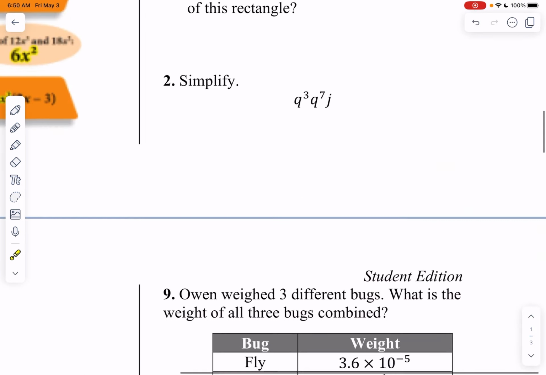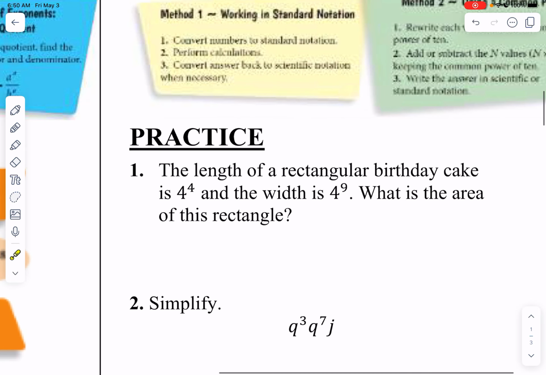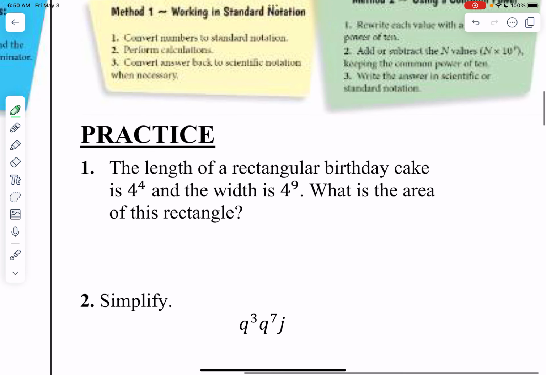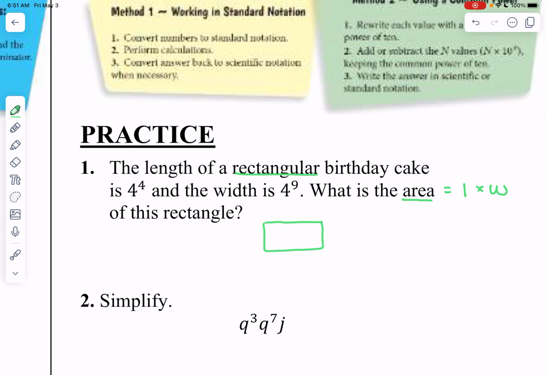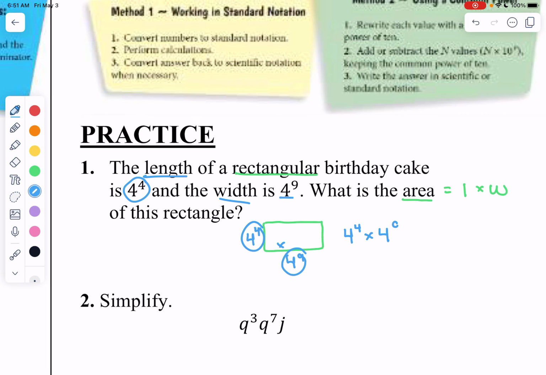Okay, so look back down here. We are trying to find area. Area is found by multiplying the length and the width of a shape. So if we have a rectangle here, I'm going to draw that out quickly. And the length is 4 to the power of 4. The width is 4 to the power of 9. Well, all I need to do is multiply my length times my width. So 4 to the power of 4 times 4 to the power of 9.